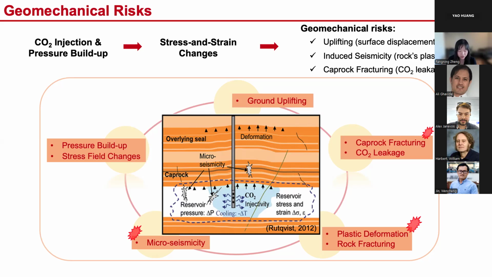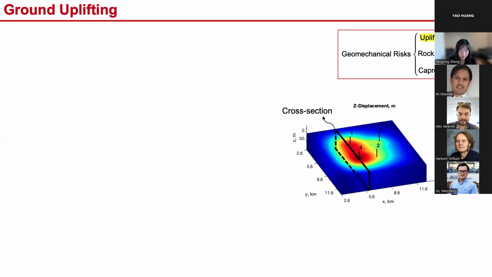So in the next three slides, I will show you how we quantify those three geomechanical risk terms to be used in the optimization formulation. The first term of risk is ground uplifting caused by injection of CO2. This diagram on your right shows the vertical displacement field after CO2 injection.